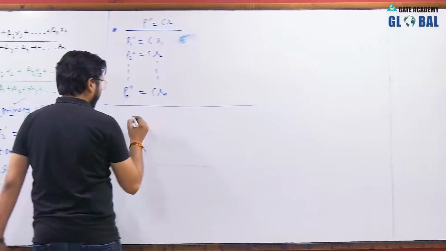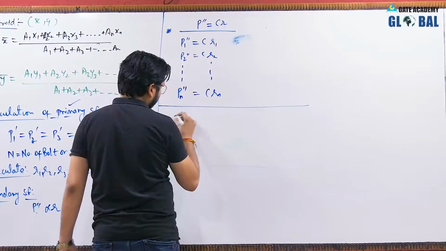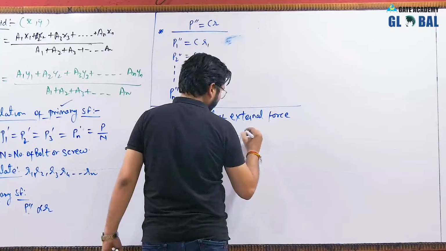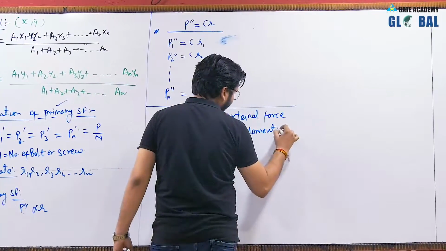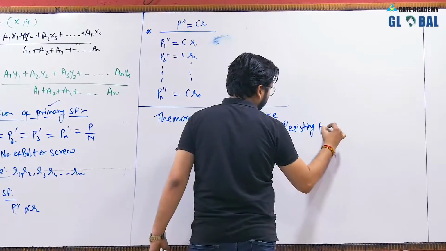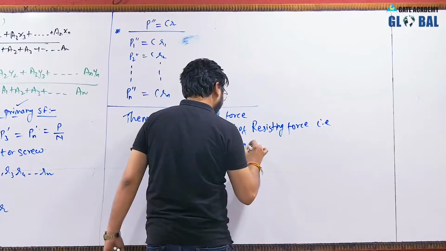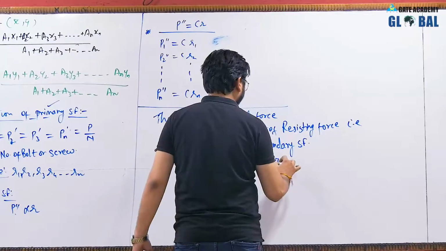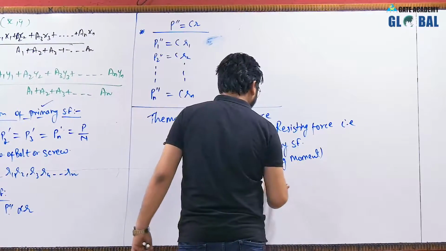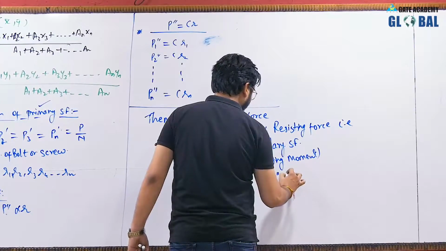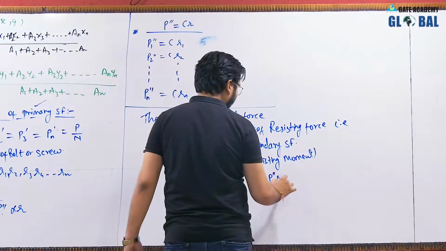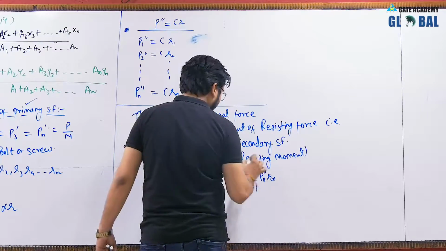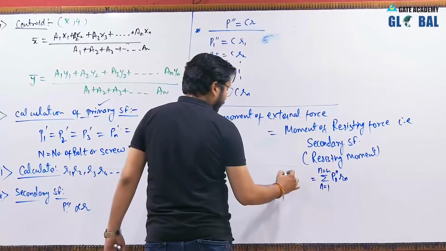Using this concept, we can write that the moment of the external force will be equal to the moment of the resisting forces, that is, the secondary shear forces. The moment of the resisting forces or secondary shear forces is known as the resisting moment, and this will be the algebraic sum of Pn double dash into Rn, where n goes from 1 to n. Now this is the resisting moment. The external moment is P into e.